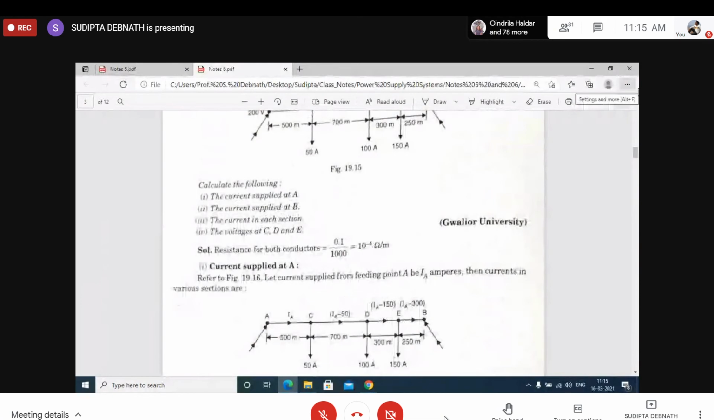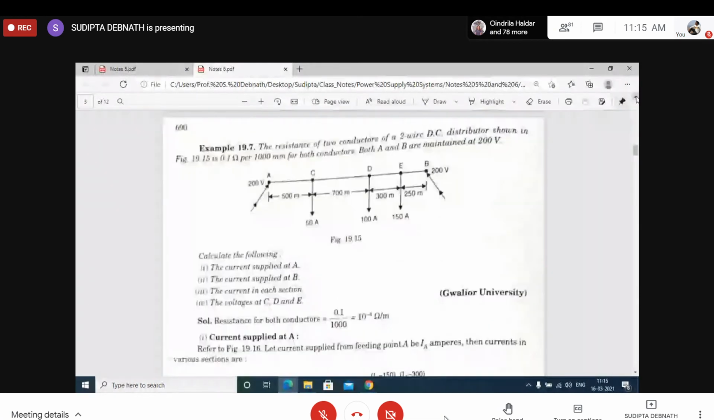See what is given. Here the figure is given, and it is written 0.1 ohms per 1000 millimeter. Here also it is wrongly typed. It will be per 1000 meter. This won't be millimeter because, see, for both conductors it is given 0.1 divided by 1000 and it is written in meter. So this one will be meter.